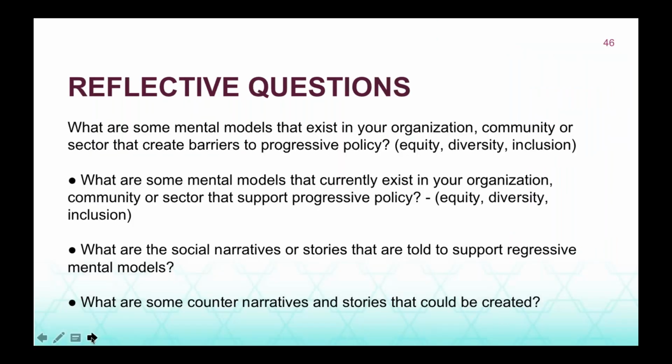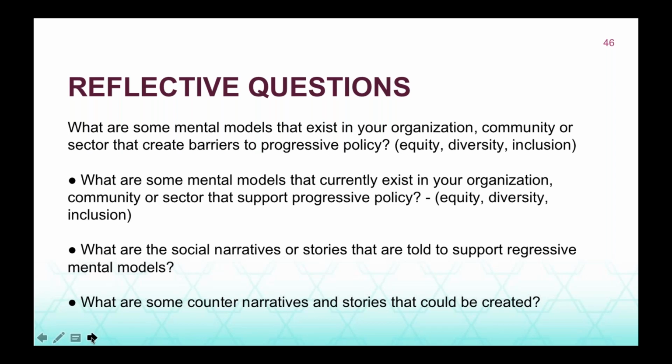I'll just end with some reflective questions on the mental models domain, and I'll run through these with you. What are some of the mental models that exist in your organization, community, or sector that create barriers to progressive policy in equity, diversity, or inclusion, for example? What are some mental models that currently exist in your own organization, community, or sector that support progressive policy? What are the social narratives or stories that are told to support regressive mental models? And what are some counter narratives and stories that could be created?